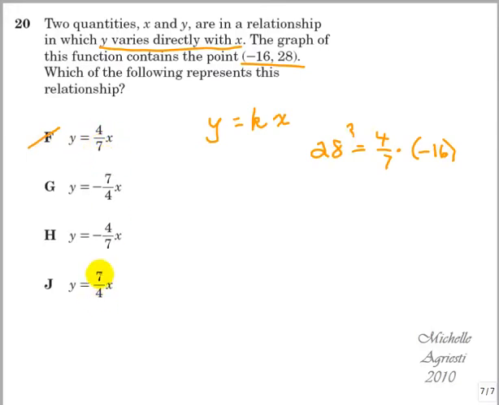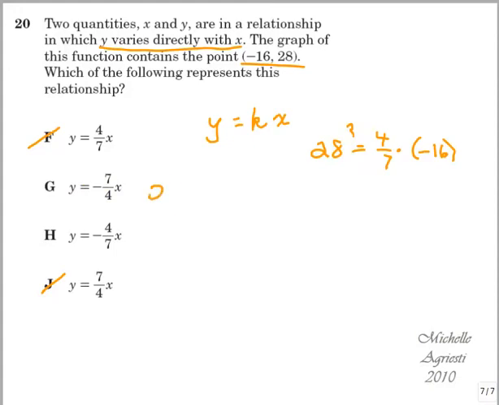And the same will be true down here for J, because a positive times a negative gives me a negative, and we get positive. So those two are out. Now it's between these two. So we'll look at the next one here.